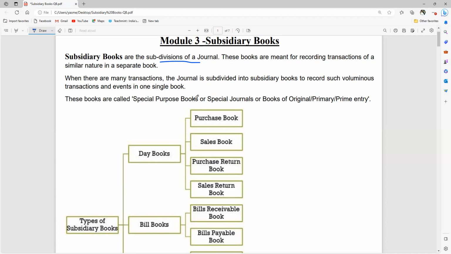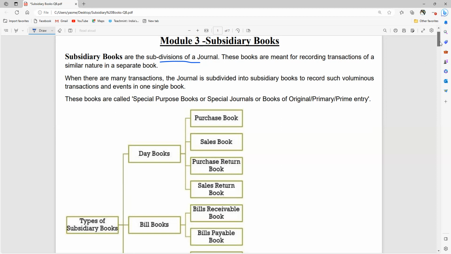These books are called special purpose books, special journals, or books of original, primary or prime entry. We call subsidiary books special purpose books, special journals, books of original entry, books of prime entry, or books of primary entry. This is what you have to write for the 2 marks question: what do you mean by subsidiary books?